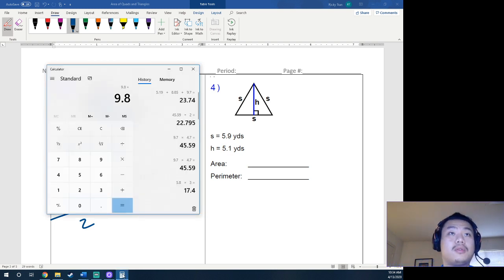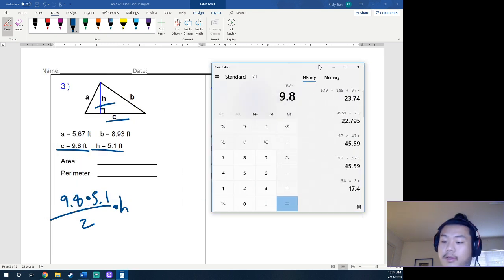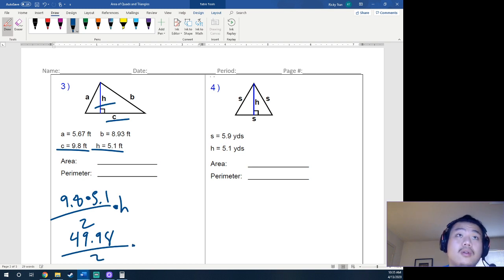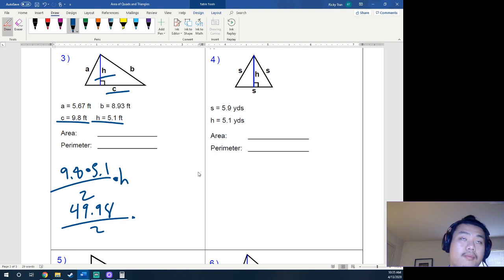So 9.8 times 5.1, 49.98. Ugh, this is ugly. Let me fix this. Divided by 2 times 5 times. Oh, whoops, I forgot to write down the height. Oh, wait, hold on, I'm doing something wrong. I don't need the height. What am I doing? It's just this.